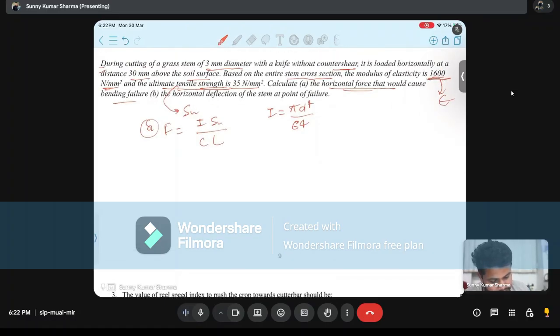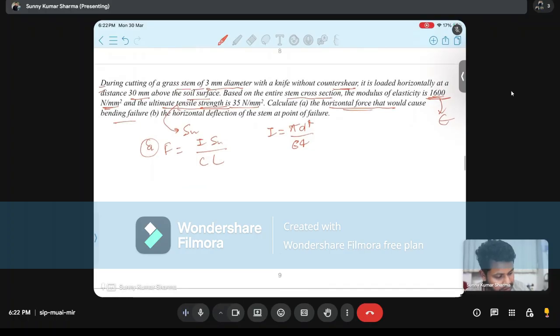Diameter of this brass stem is 3 mm. Every dimension is in mm, so we just need to put the value. So pi into 3 to the power 4 by 64 will be I. Ultimate strength is also in Newton per mm square, so directly put it here. C is the radius of this brass stem. So radius will be 3 by 2. C will be 3 by 2.